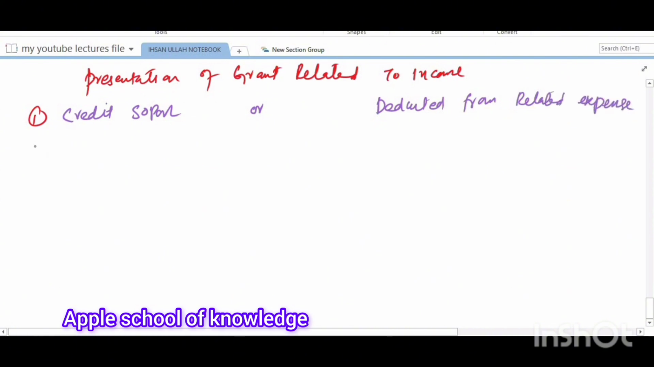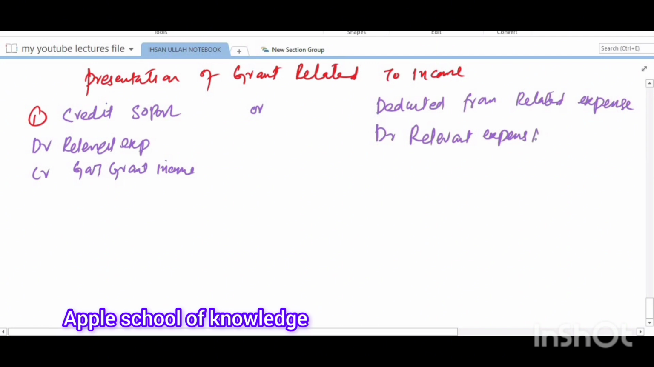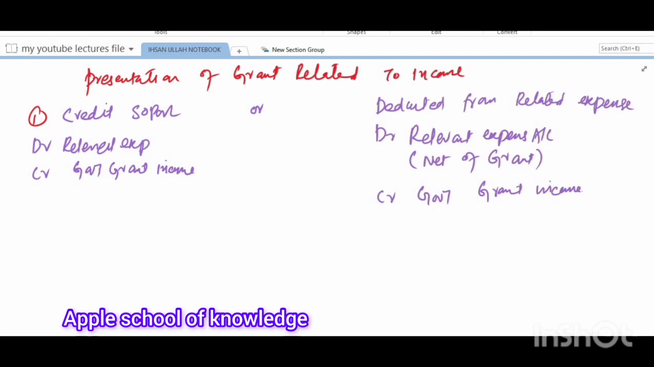So when you do credit, the double entry will be debit relevant expense, and credit will be the government grant income. And if you deduct from related expenses, it will be debit relevant expenses, and this will be the net amount, and credit will be your government grant income. Clear? Now let me give you an example, then we'll have a better understanding.